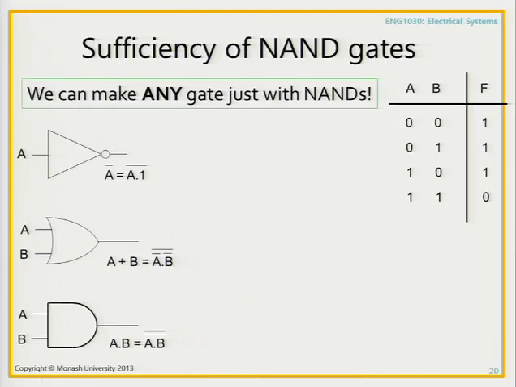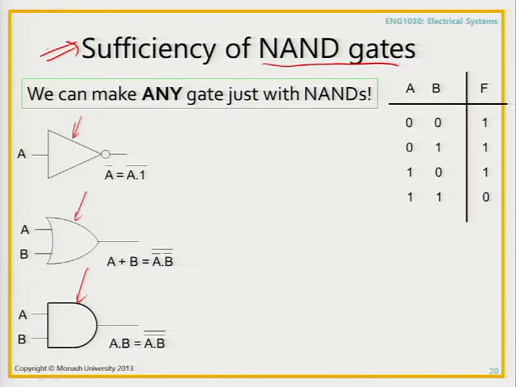Okay, so finally, to finish off, I'm putting to you that it's sufficient to use NAND gates to construct any logic function. And the reason for that is that if we can make any of these gates using a NAND gate, then wherever we see a NOT gate, an OR gate, or an AND gate, we can replace it by its equivalent NAND implementation. So how could you do that?